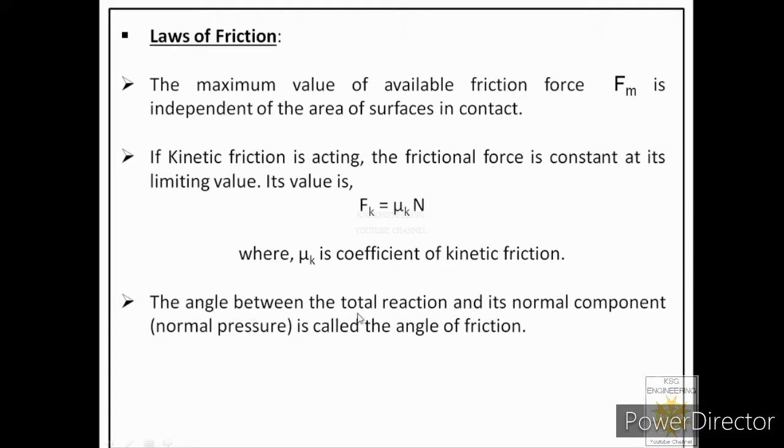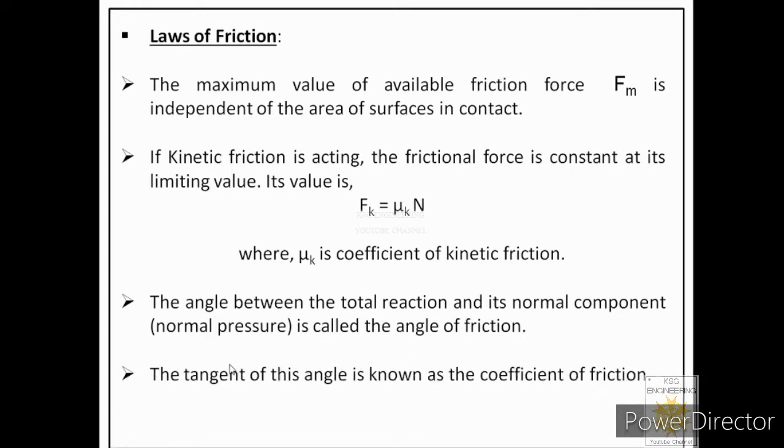The angle between the total reaction and its normal component, that is the normal pressure, is called the angle of friction. The tangent of this angle is known as the coefficient of friction, and we write that as tan φ equal to μ. So μ is the coefficient of friction, which is the tangent of the angle of friction.